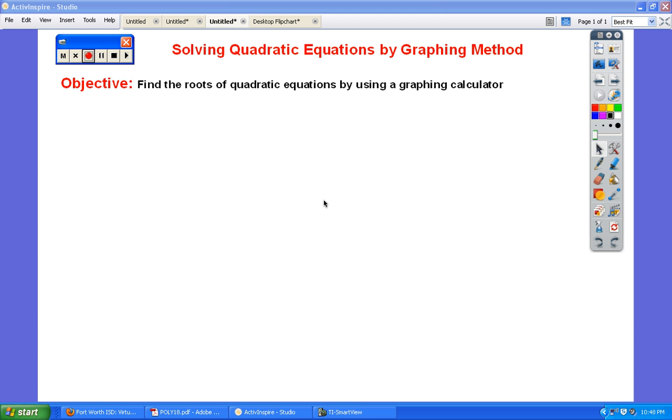In today's lesson, we're going to be solving quadratic equations by graphing method. And hence our objective is to find the roots of a quadratic equation by using a graphing calculator. First, we're going to get our graphing calculator.